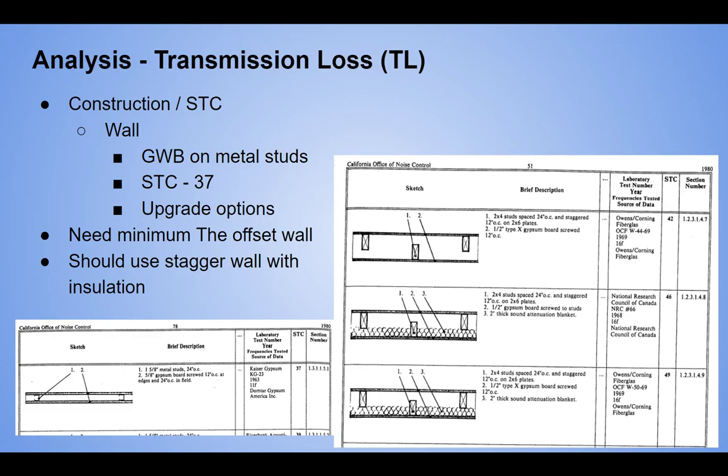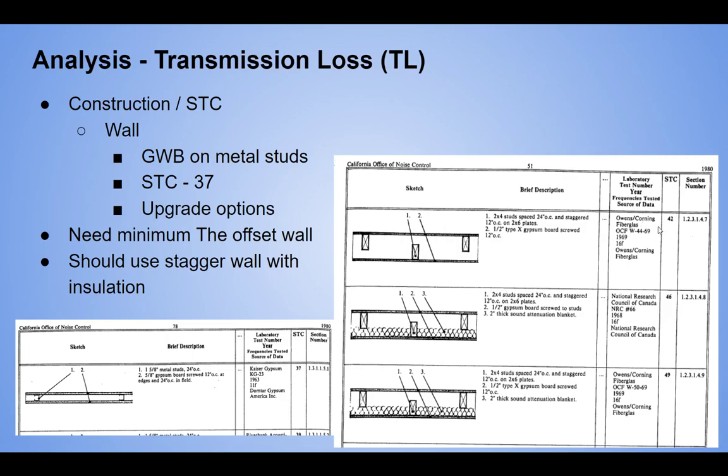Now, if we do a staggered wall, same 2x4s, but now we've got a 2x6 plate on the bottom and we stagger the studs, we can get anywhere from 42 to 49. And this is the realm that we need to be in. We need a minimum, the offset wall. So at a minimum, we should use this offset wall here. That gets us our 42.